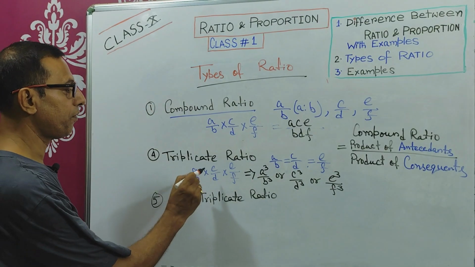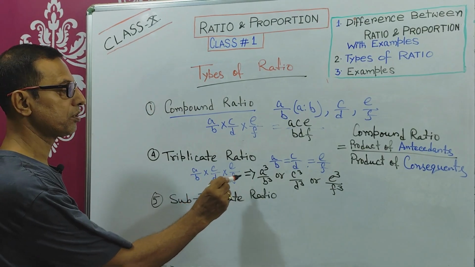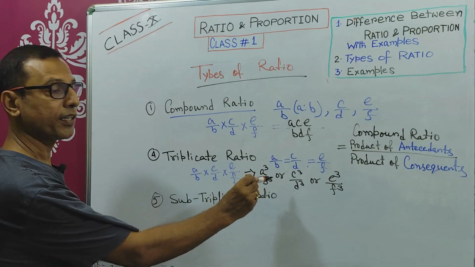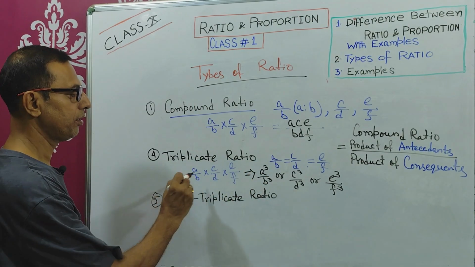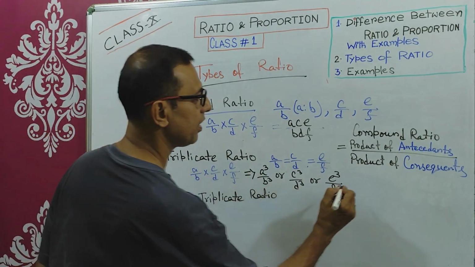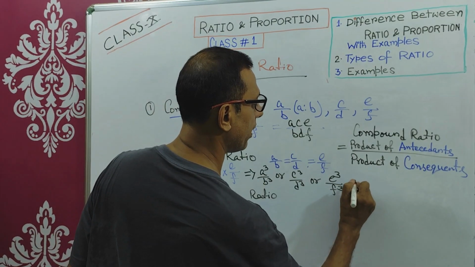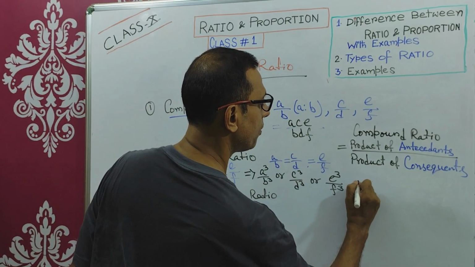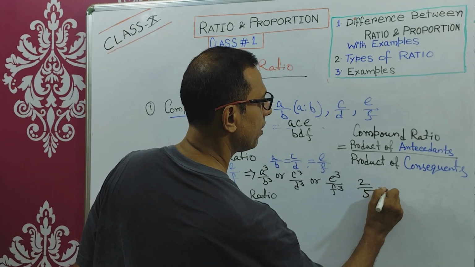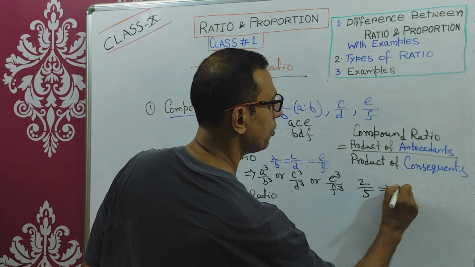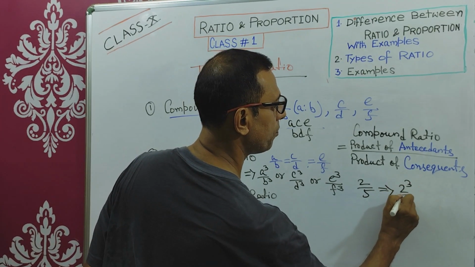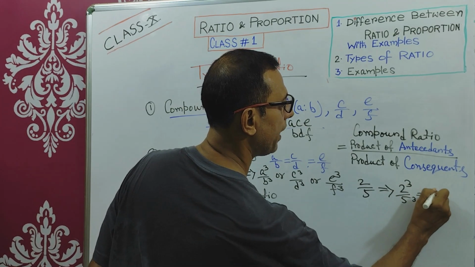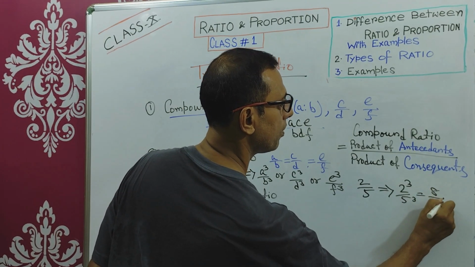So the compound ratio of three equal ratios is the cube of any of the ratios. That is what the triplicate ratio is. That means if you are asked to find the compound triplicate ratio of 2 by 5, it will be equal to 2 cube by 5 cube, which equals 8 by 125.